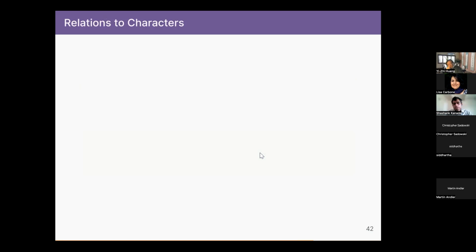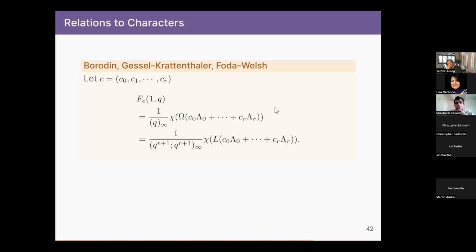Okay, so now let me explain the relationship to characters. And this is what I told you, that Borodin, Gessel, and Krattenthaler, and Foda and Welsh, they did this really. So if you have this profile and you consider the generating function for cylindric partitions, but you put z equal to 1, so you forget this max part, then you get the principal characters of SL R hat modules divided by this 1 over q to the infinity.